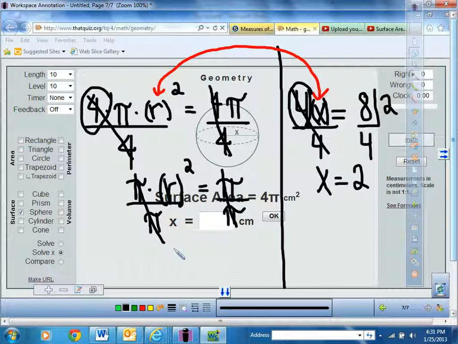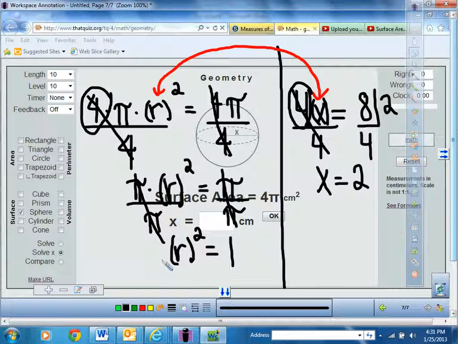Alright, and so what will happen is anything divided by itself is 1. So I want to go ahead and I want to put 1 right here. So I know that r squared is 1. Now, let's think of this logically. What number squared is 1? Okay, we know that it's 1.